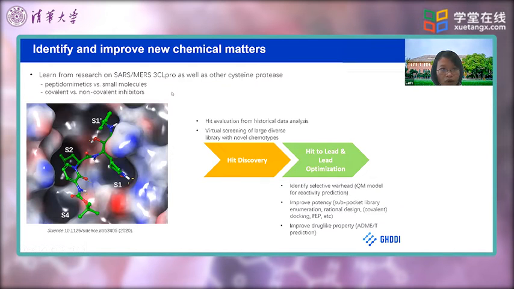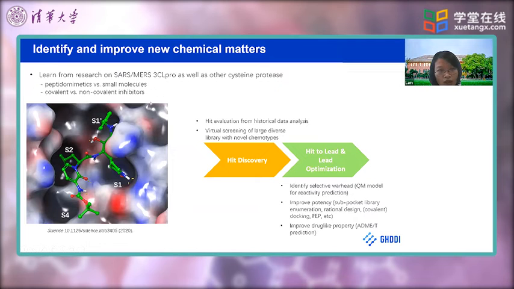Our institute also joined that effort. As I mentioned before, there are historic data on the SARS or MERS 3CL protease, and also studies on other cysteine proteases. What we learned from these data is that there are peptidomimetic compounds, and also small molecules. There are covalent inhibitors, and also non-covalent inhibitors. Normally, it's relatively challenging to get potent non-covalent inhibitors.